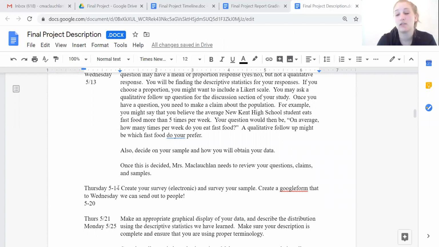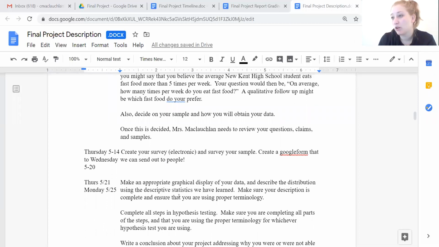The easiest way to do that is going to be that Google form, and we're going to send it out to people. And then you're going to make an appropriate graphical display of your data, talking about all of our descriptive statistics that we've learned, and complete all of the steps in hypothesis testing. So I gave you 4 days to work on that. You want to give people a couple of days to go through the survey, so I would say at least a bare minimum of 3 days.